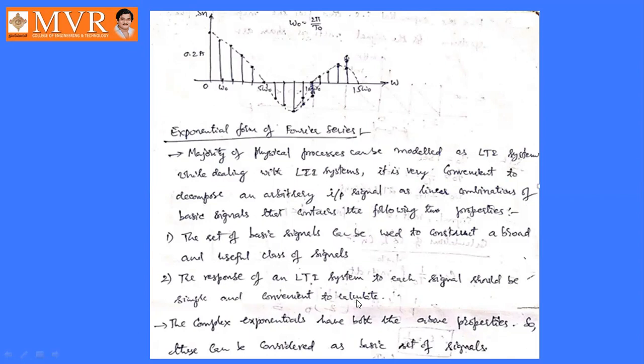So the complex exponentials have both the above properties, so they can be considered as a basic set of signals. Complex exponentials have the above two properties. That's why these are considered as a basic set of signals.